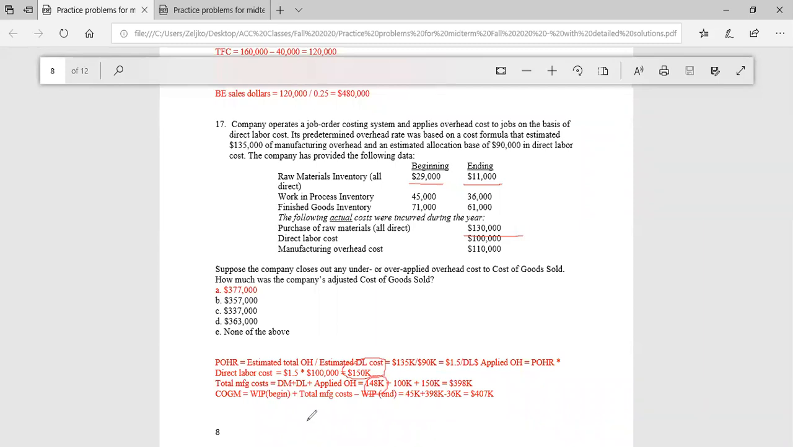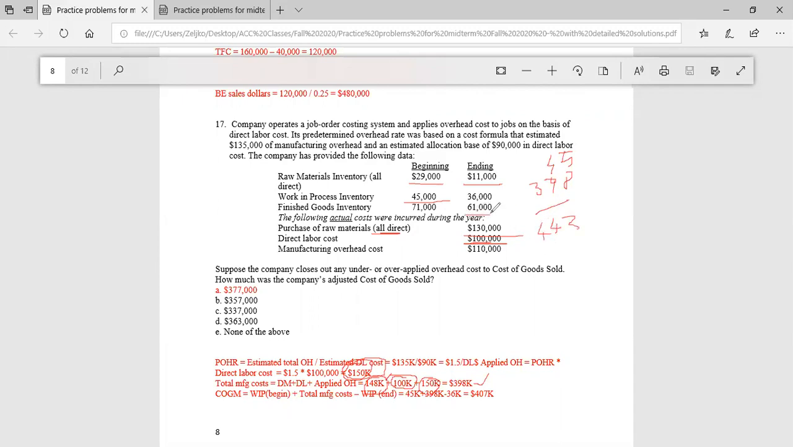We are already in the work in process account, and we are applying this stuff. So we send 148 in direct materials there because they're all direct. We also need to send some labor, which is 100,000. And we will send the 150 of applied overhead, which was here. So we are sending 398 to work in process. 398 plus the beginning 45 is 443.